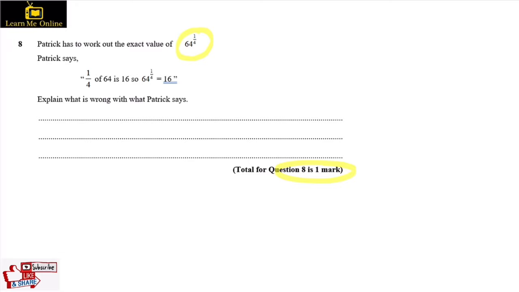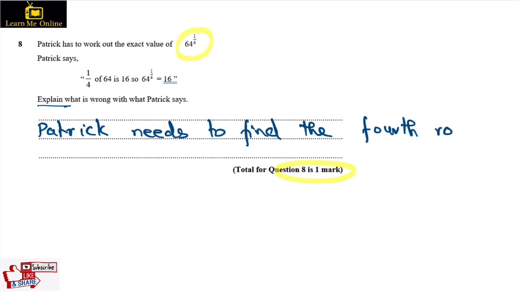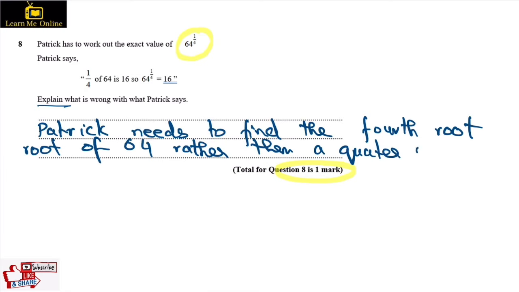Explain why this is wrong. Patrick doesn't need to do 1/4, because 1/4 is in the power, you just have to explain. So you write down the reason for it. Patrick needs to find the fourth root of 64 rather than a quarter of 64. So he doesn't need to find the quarter of 64, it needs to be the fourth root of 64 that he's supposed to find out. And that's for 1 mark. The reason given for that is enough.